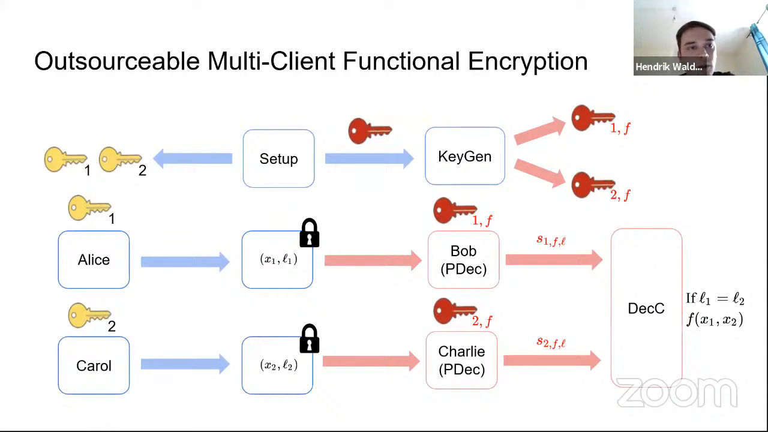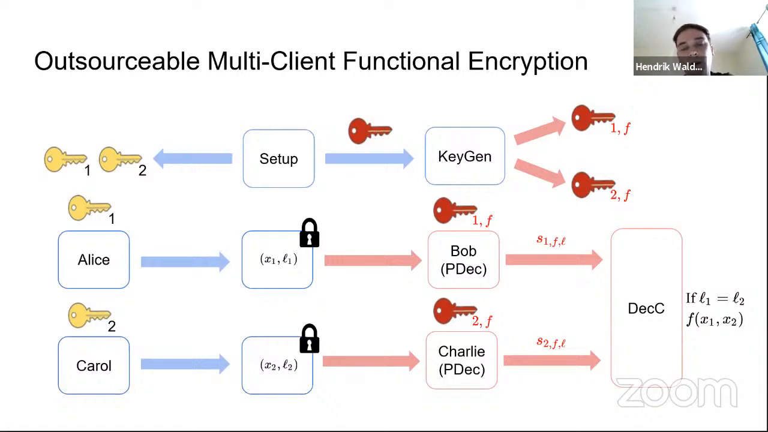So let me say something about the notion of outsourceability. An outsourceable multi-client functional encryption scheme is similar to a multi-client scheme, with the difference that the key generation procedure outputs different functional key shares, which can then be used in a partial decryption procedure to generate decryption shares, which can then be combined to obtain the final output. And security here ensures that these decryption shares do not leak anything about the final function output. And this notion is particularly useful if this partial decryption procedure is quite heavy, such that it can be outsourced to someone with more computational power.